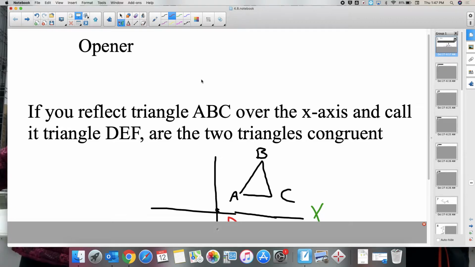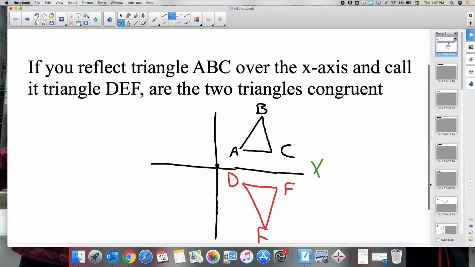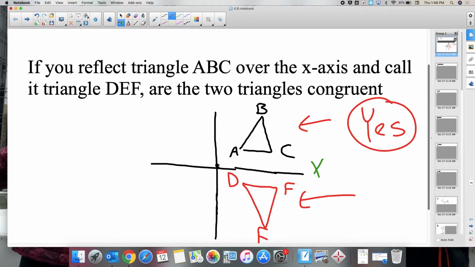Because, for example, in the opener, we talk about a reflection. If we take this triangle ABC and we reflect it over the x-axis, and we call it triangle DEF. So there are my 2 triangles. If I take my 2 triangles and I compare them, if all I'm going to do is reflect my triangle ABC over that x-axis, that new figure you create will be the same exact size as the old figure or the original figure you had. So are these 2 triangles congruent? Yes, they are.